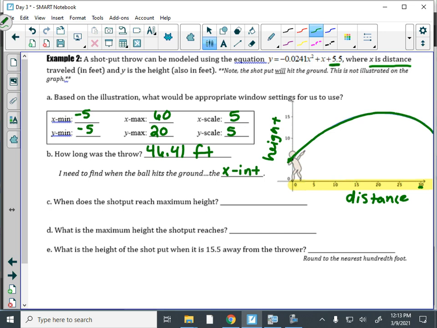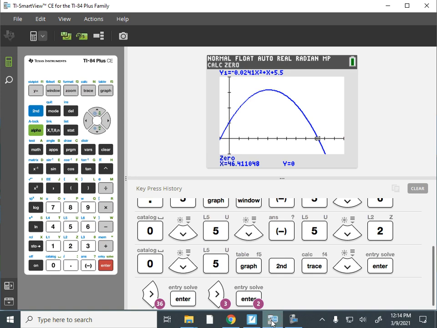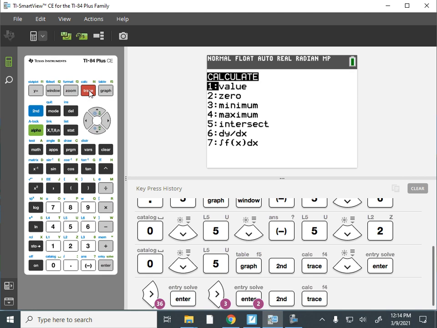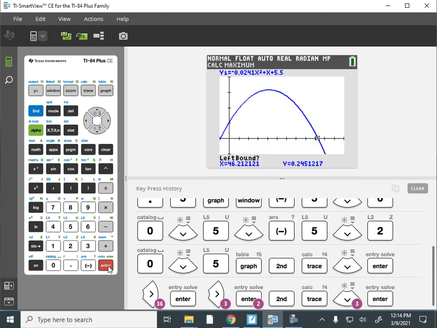When does the shot put reach the maximum height? Well, this means we need to find our maximum. Go back to the graphing calculator, use that trace tool. Second, trace, maximum. We're finding the maximum height, so we're going to go to maximum.